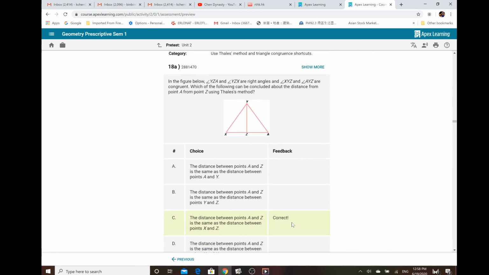Number 18. In the figure below, angle YZA and angle YZX are right angles, and angle XYZ and angle AYZ are congruent. Okay, so YZA right here looks like perpendicular, but we don't know, so no assumptions. And then YZX, and then angle XYZ, the one up here.